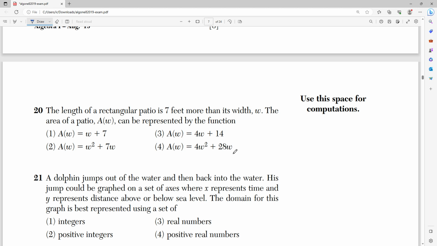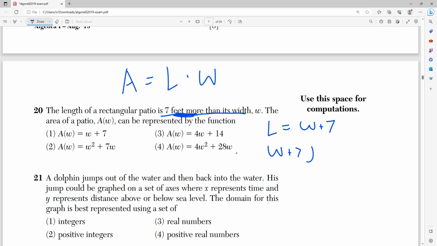Moving on to number 20. The length of a rectangular patio is 7 feet more than its width. The area of the patio can be represented by the function what? Well, what is area? Area is length times width, right? And if the length is 7 more than its width, whenever you see 7 more, think 7 plus, so W plus 7 is its length. So we can just substitute W plus 7 for L. Now we have W plus 7 times W. So we're going to have W squared plus 7W.